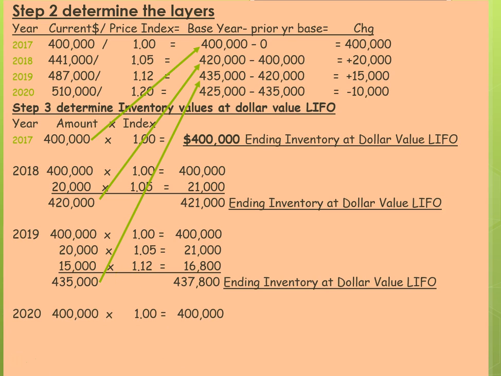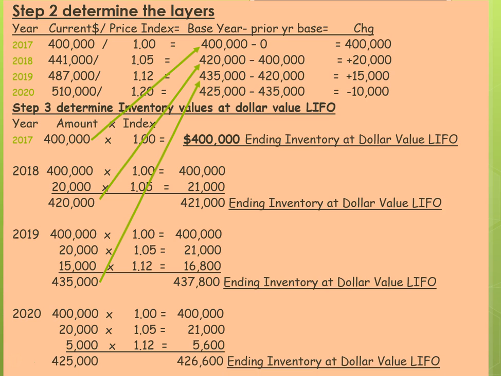for 2020. So we've got 400,000 times 1, we've got 20,000 times 1.05, and we've got 5,000 times 1.12, but because we had a decrease, we can never use the 1.2, and if we were to go to the next year, we could only use the balance of 10,000, which is the difference between the 15 and the 5, to index in future years. So remember, once the index goes away, you can't use it anymore. So in this case, we have ending inventory of 426,600.